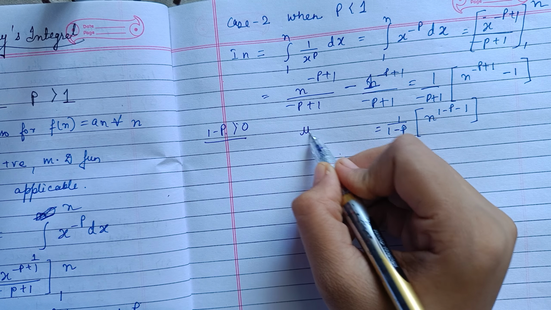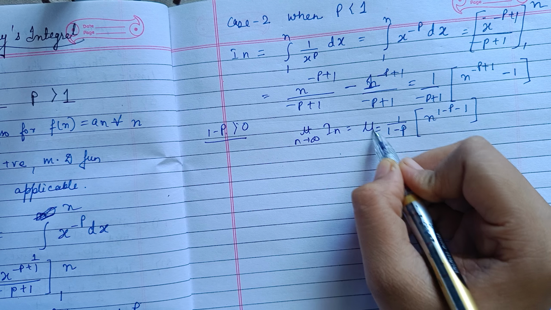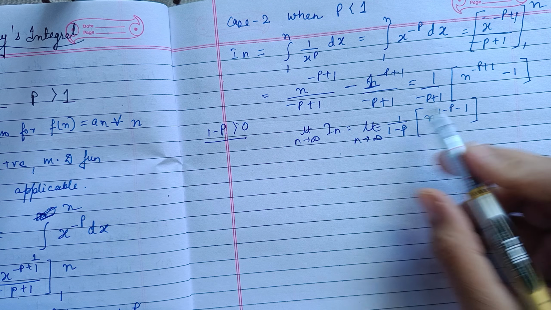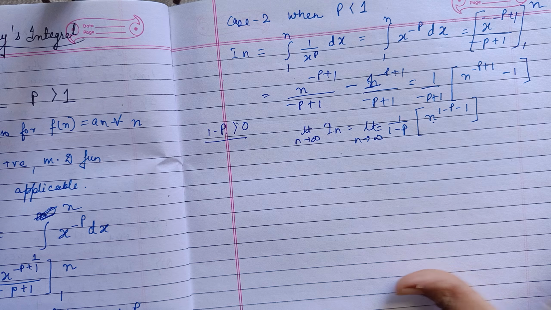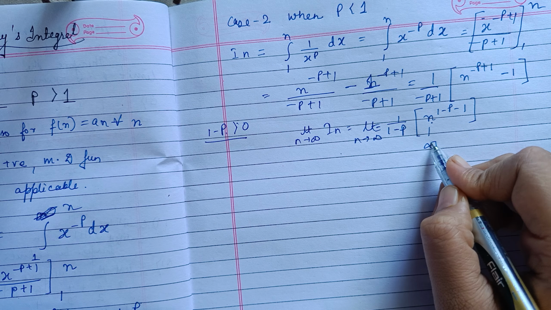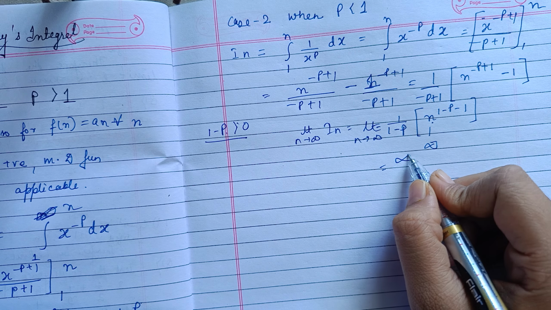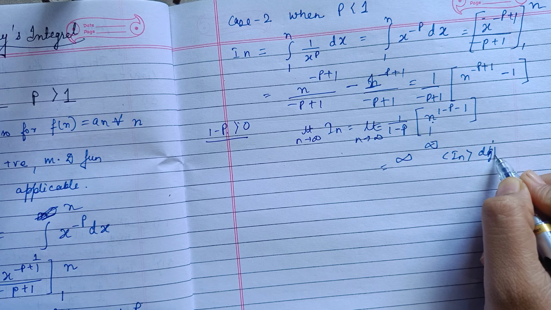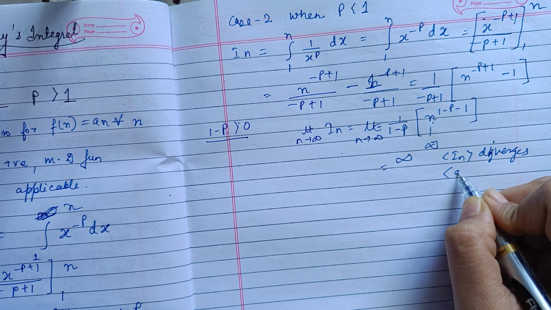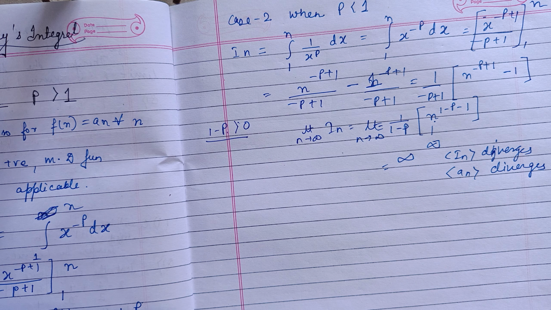So no need to change the power, just keep it as it is. Then if you put the limit as n tends to infinity, when you put n as infinity here, you will get the entire result as infinity, because if it is infinity, then it is not finite, so the entire result is infinite. So In diverges, so an also diverges. This is the condition for the divergency and convergency of Cauchy's integral test.